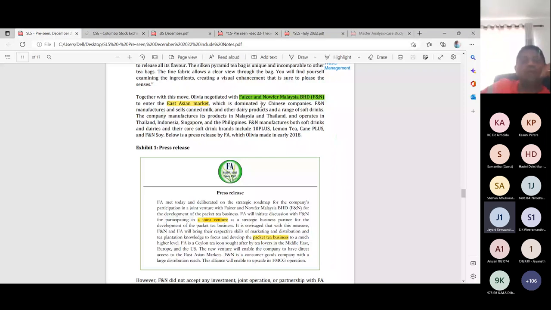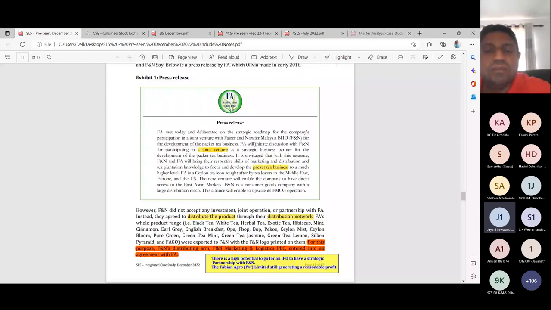FN manufactures both soft drinks and dairies, and their core soft drink brands include 10 Plus lemon tea can, cane plus and FN soy. Below is a press release by FA, which it made in early 2018. Still, this is history, a 2018 story, right? So what they are telling in the press release: FA met today and deliberated on the strategic roadmap for the company, participating in a joint venture with Fison Now for Malaysia BHD. Joint venture, we don't know what type of joint venture this one is. So not a separate company, right? Maybe a strategic arrangement for the development of the faculty business.